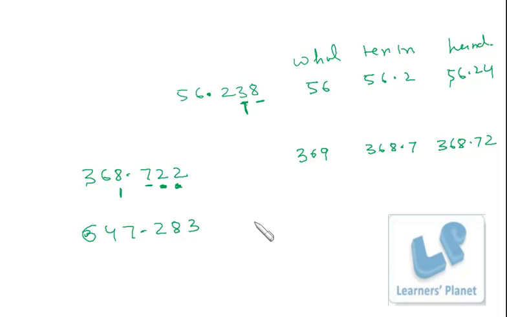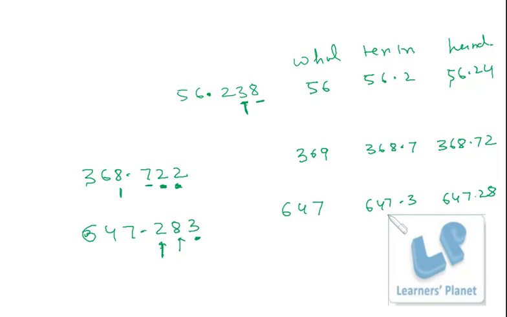647.283. Nearest whole number, see the first digit after decimal, it is less than 5, so as it is. Nearest 10th place, see the second digit after decimal, it is more than 5, so add 1 over here. So it is 647.3. Then nearest 100th place, see the third number after decimal, it is less than 5, so put it 0 and copy the remaining number as it is.